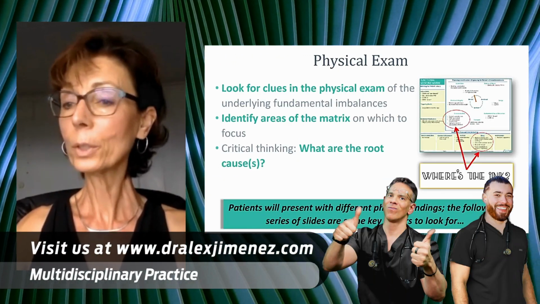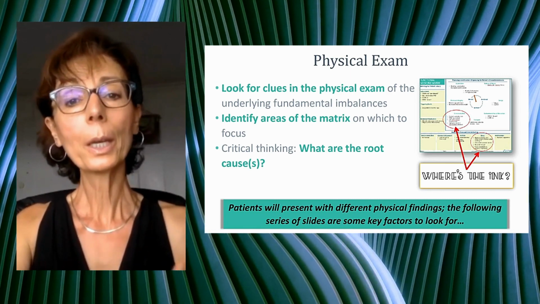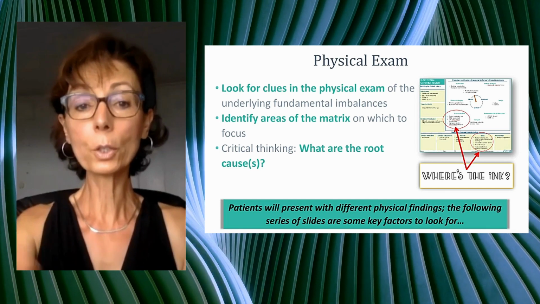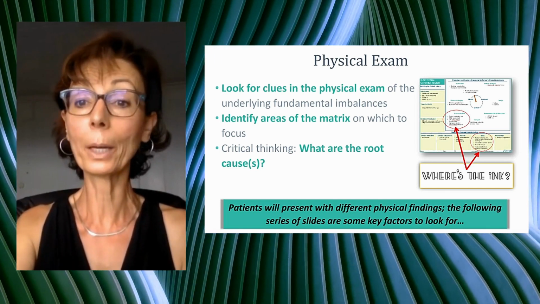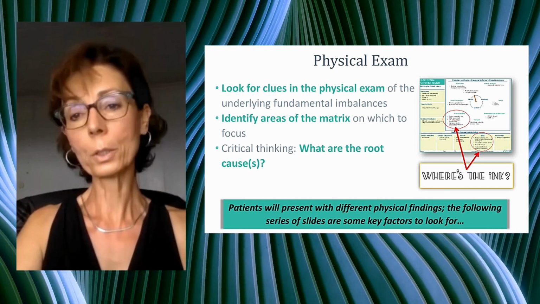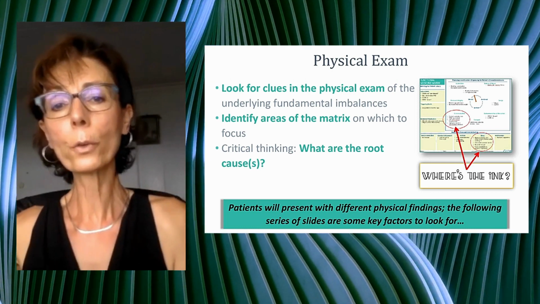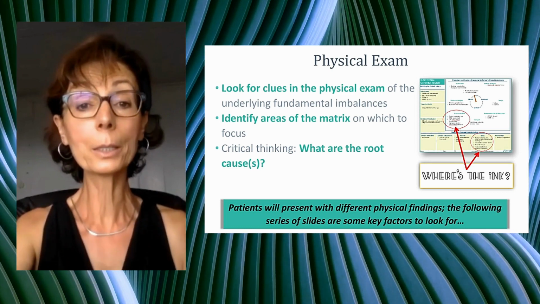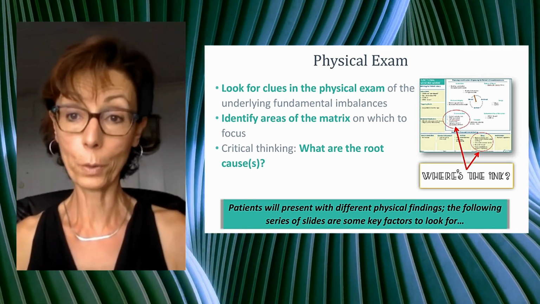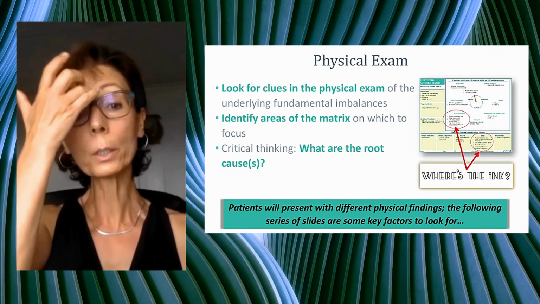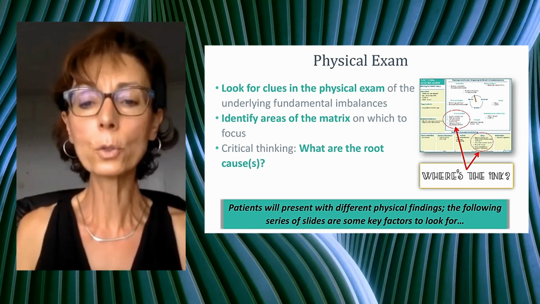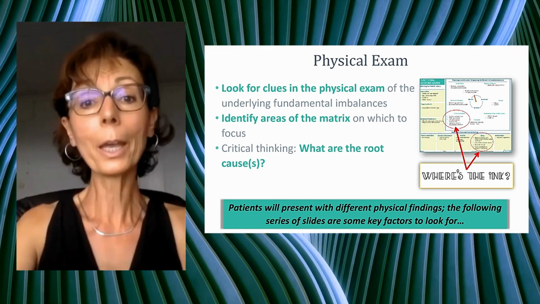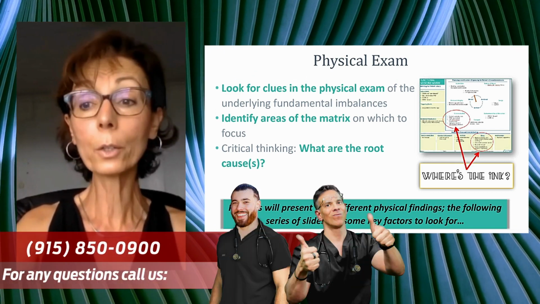But the physical exam becomes really important, and I look for clues as much as I can that are going to be associated with those underlying fundamental imbalances that we have in our matrix. And each time we're really looking for those modifiable lifestyle factors and how they relate to the areas of the matrix that you're going to focus on. And of course, we're always going to look for what are the root causes or the root cause. And we're going to listen to and look at our ATMs, our antecedents, triggers, and mediators to help us figure that out.